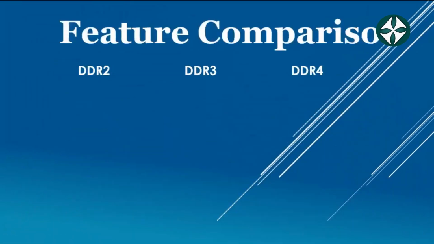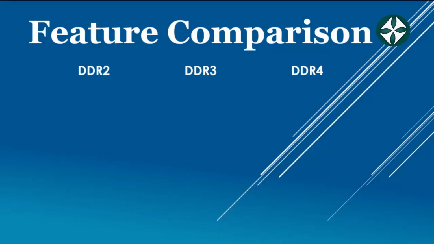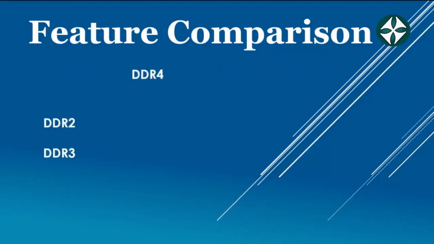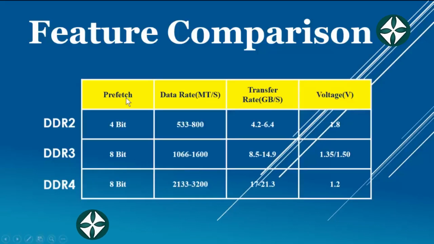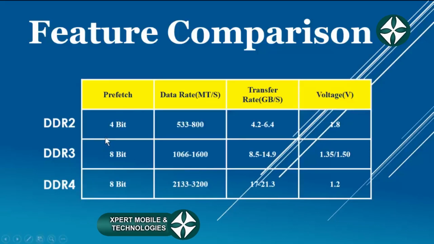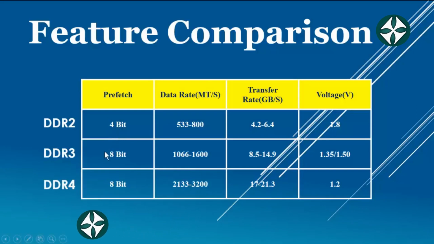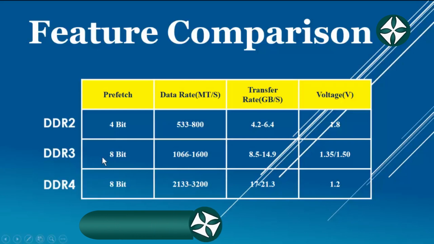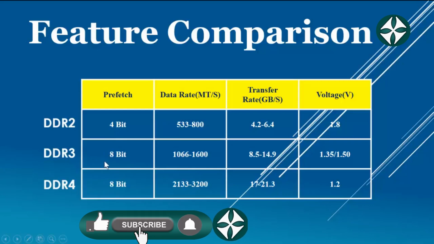Now we compare features of DDR2, DDR3 and DDR4 RAM. The four common differences between these RAMs are: first is prefetch memory. DDR2 uses 4 bits whereas DDR3 and DDR4 use 8-bit memory for prefetching.